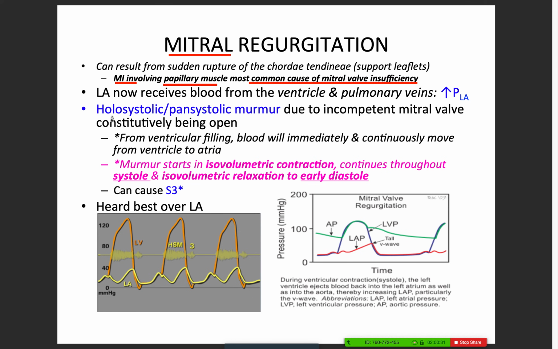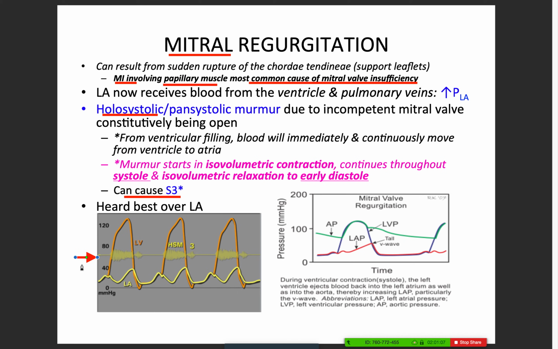So here we're looking for a murmur that goes all through systole. It doesn't get louder and quieter like our aortic stenosis. It kind of stays the same level, but you hear it all through systole. And great. We can also have an S3 here, again, because we have all that extra volume overload. On this diagram, in the background, you can see what the murmur looks like. You see this kind of blurry, furry looking thing in the background.